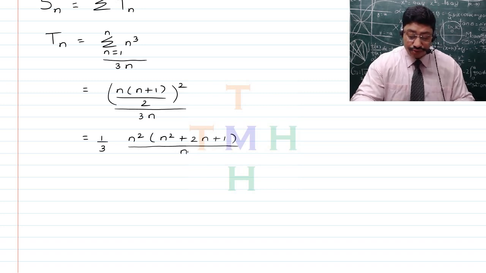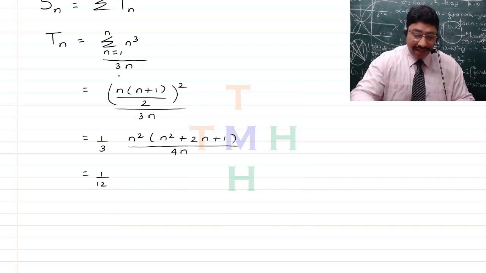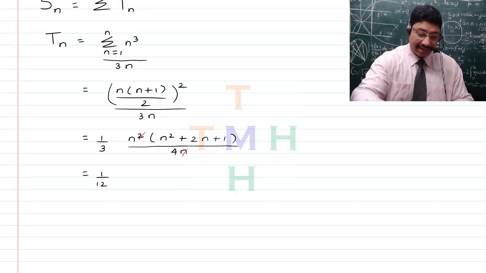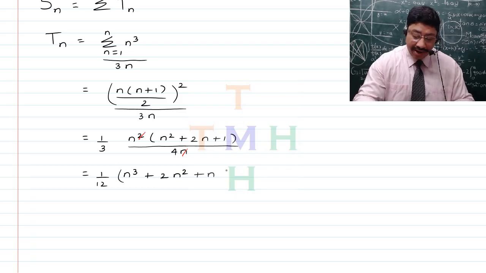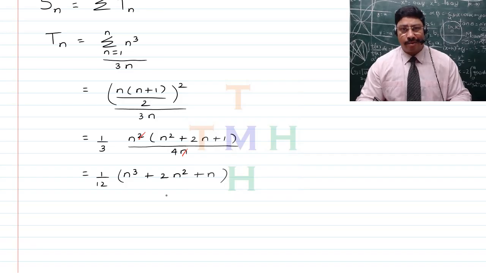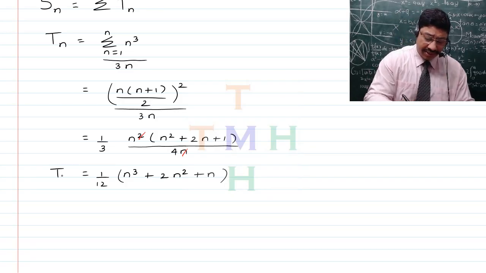And further, 2 square is going to become equal to 4. So we have 1 upon 12, which stands outside. Meanwhile, we simplify, we get to see here that n and n will get cancelled. As such, now what we can do is, when we multiply this n within, we will get n cube plus 2n square plus n, right, which is multiplied with 1 upon 12, right? So this, children, is what this is your Tn, right?